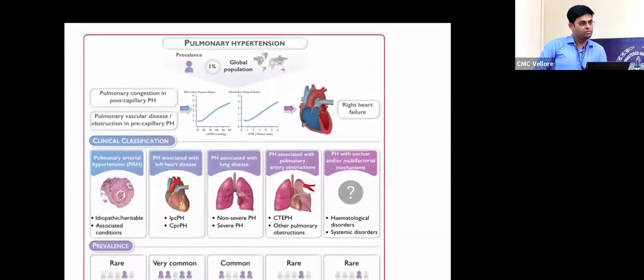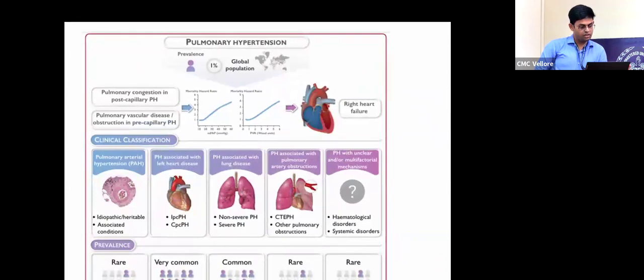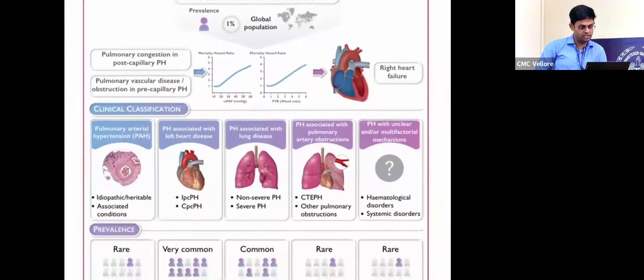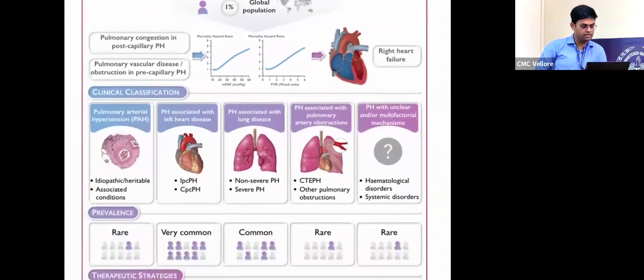So 1 to 2% is the prevalence of pulmonary hypertension in the general population. As you can see here, the mortality hazard ratio increases as the mean pulmonary artery pressure and the pulmonary vascular resistance increase. This is the clinical classification by WHO. Class 1 is called pulmonary arterial hypertension. The rest of the conditions are called pulmonary hypertension.